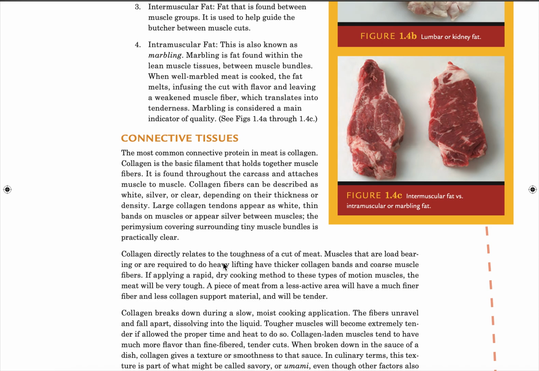3. Intermuscular fat. Fat that is found between muscle groups. It is used to help guide the butcher between muscle cuts.